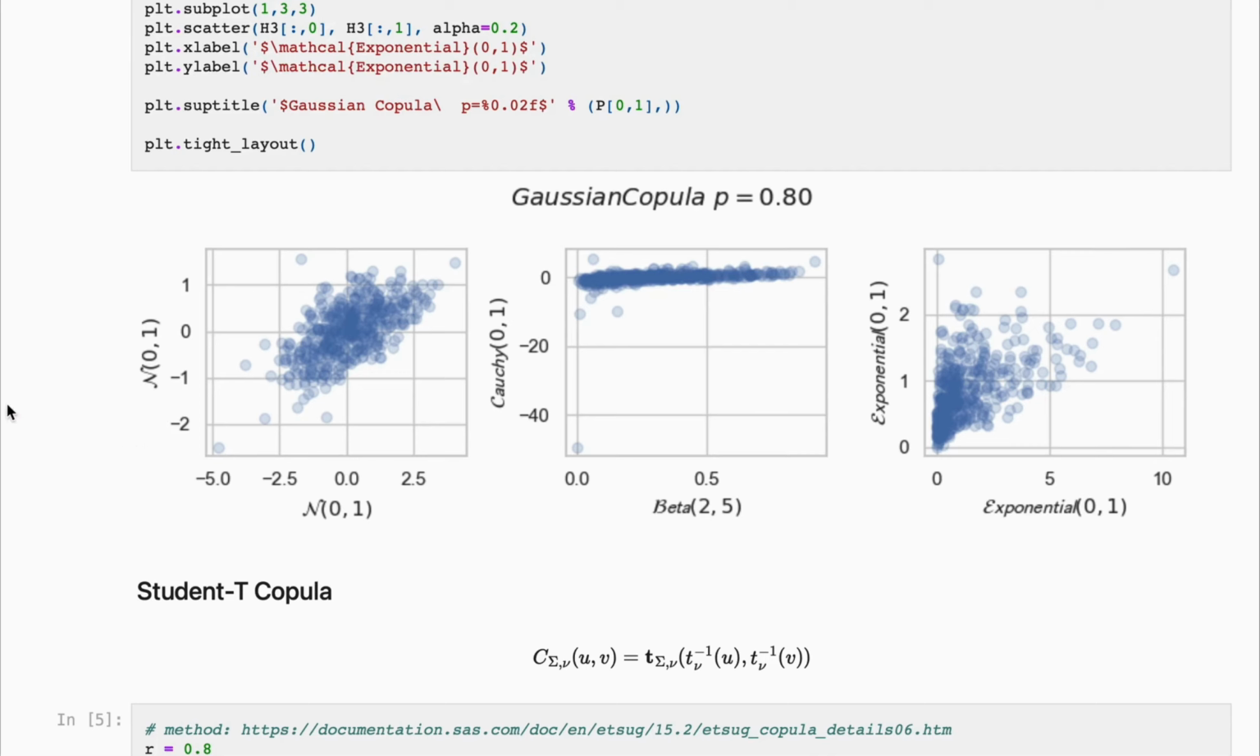What it's showing is different marginal distributions. In this case, two normal distributions. In this case, a beta and a Cauchy. In this case, two exponential distributions. The marginal distributions have been coupled together with a Gaussian copula with a rho parameter of 0.8. So the copula function is a function that combines marginal distributions together, and the copula function adds some dependence.